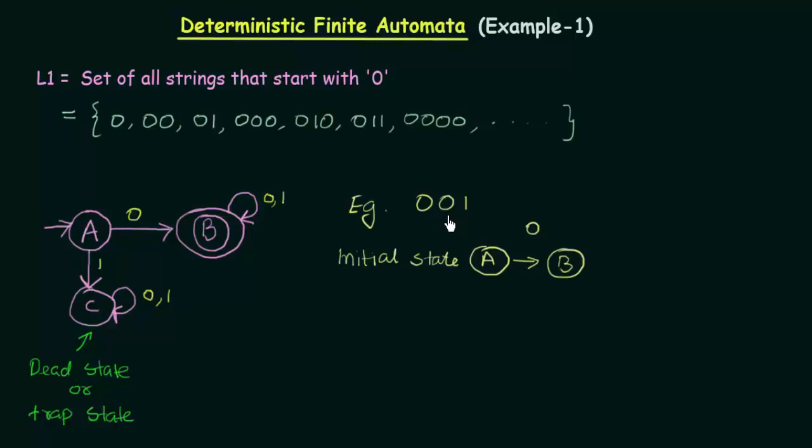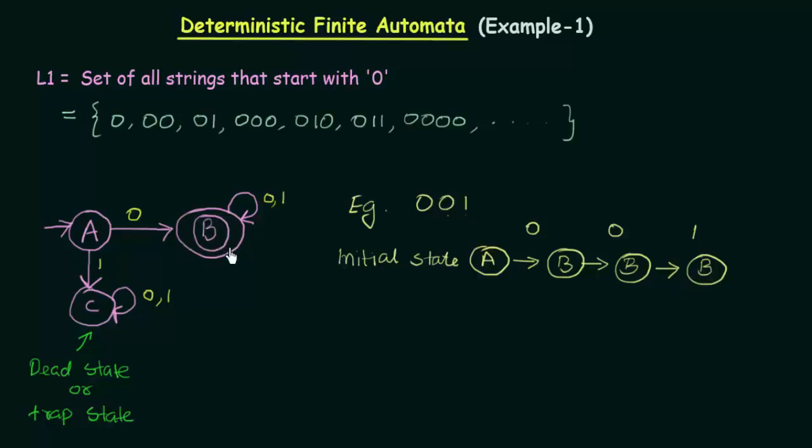And the next input is 0 again. I am right now in state B, and if I get input 0, B stays in B itself. And then the next input is 1. I'm in state B, and if I get input 1, it still stays in state B. And here I reach the end of the string. At the end of the string, what is my position? I am in B.